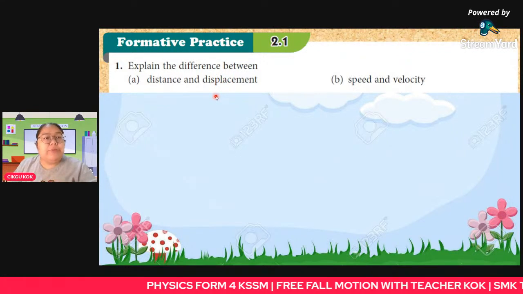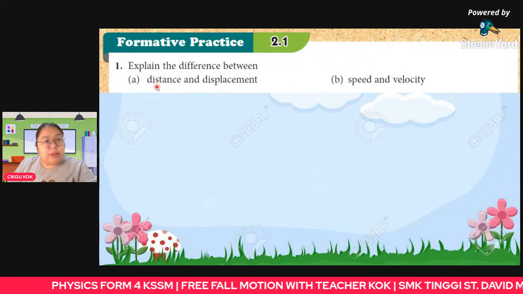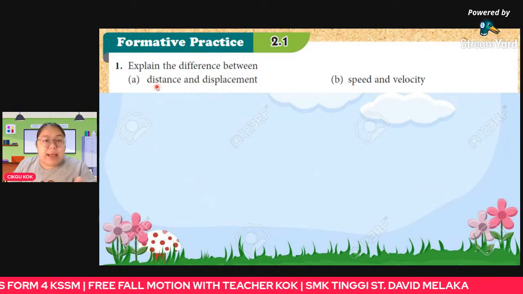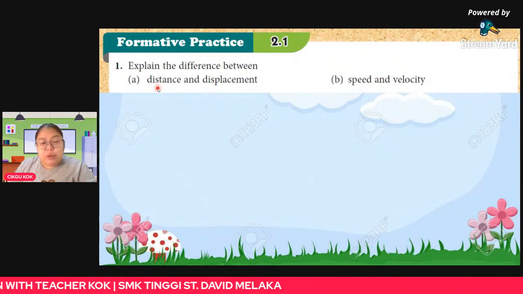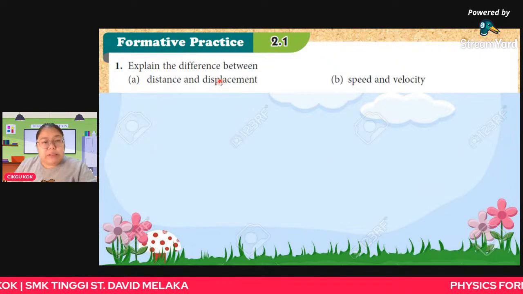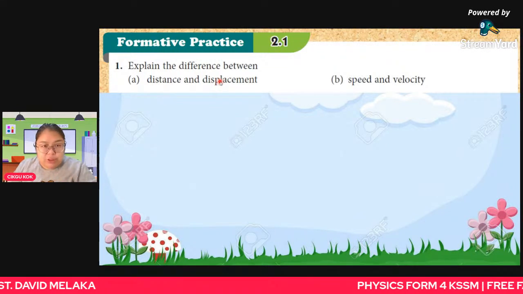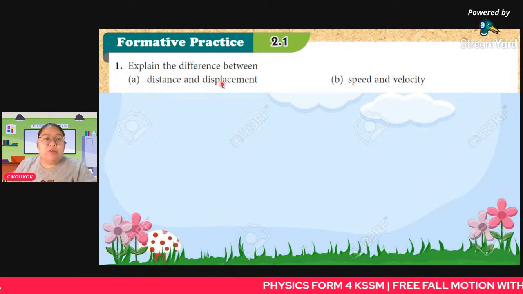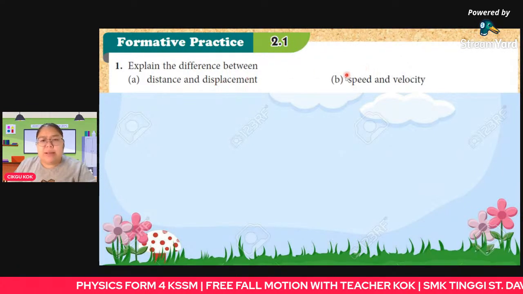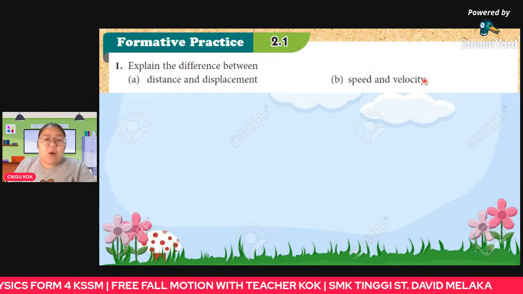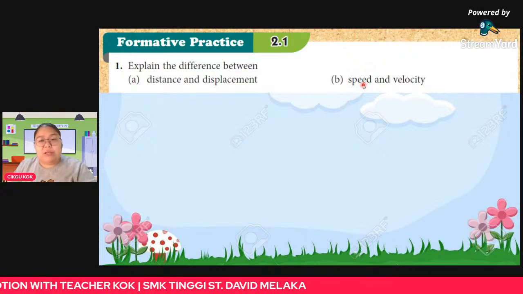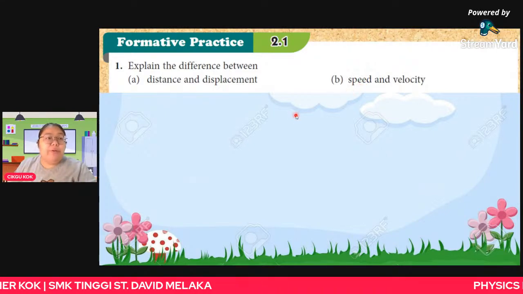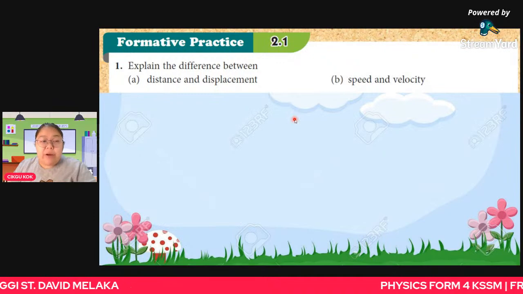Another difference is that distance is a scalar quantity. Remember, scalar quantity means we just measure the magnitude, so we don't care about the direction. But for displacement, you also need to mention the direction. That one is different. So displacement is a vector quantity. Then how about speed and velocity? Also the same definition difference, and after that, scalar and vector is also a difference. So now I show you the answer in table form.